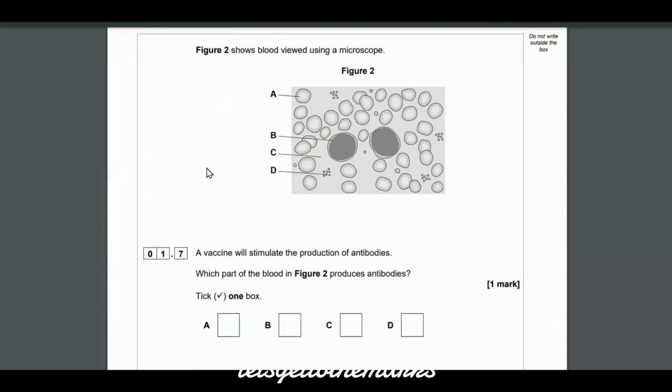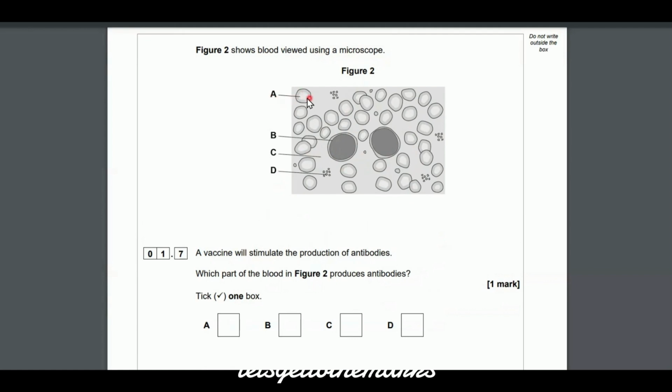Let's go. We're on 1.7, folks. Figure 2 shows the blood viewed using a microscope. So here's figure 2, and you can see we've got some blood cells. This question is a little bit confusing and tricky, so it often confuses people. A vaccine will stimulate the production of antibodies. Which part of the blood produces the antibodies? Tick one box. Pause the video. Have a go.